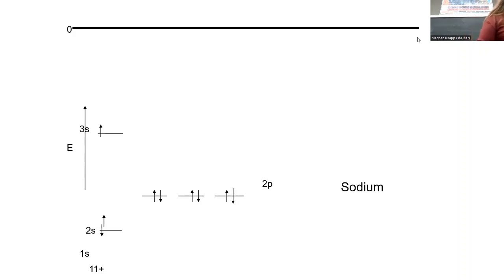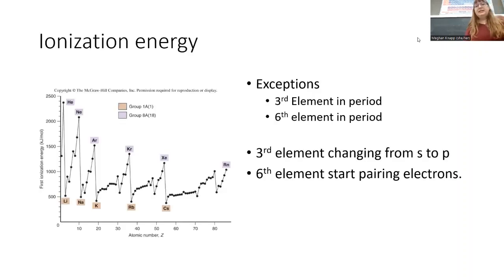All right, so our exceptions, the blips on this trend, are that the third element in the period, where boron was, tends to be a little bit lower in energy. And that's because we're taking the electron from the p orbital instead of the s orbital. And the p orbitals are a little bit higher. And in the sixth element, and this is a little bit harder to explain, the brief description is, this is where we're starting to pair our electrons. And I'll get more detail in that in just a second.